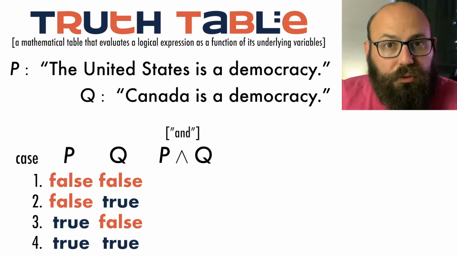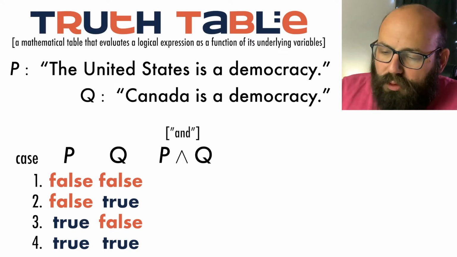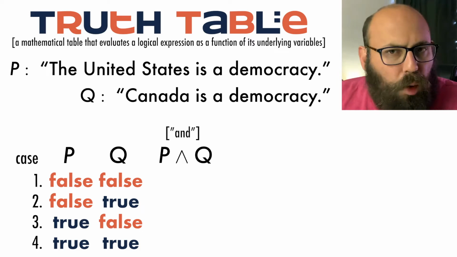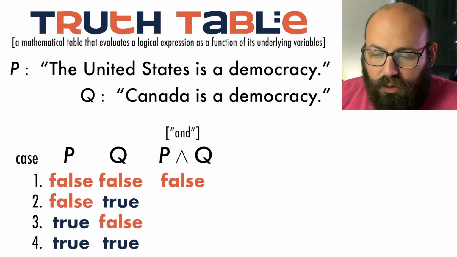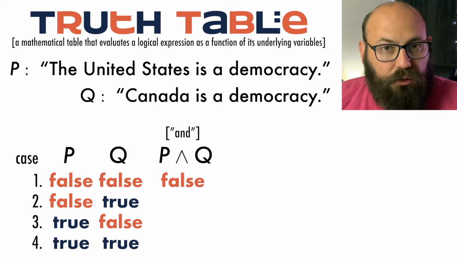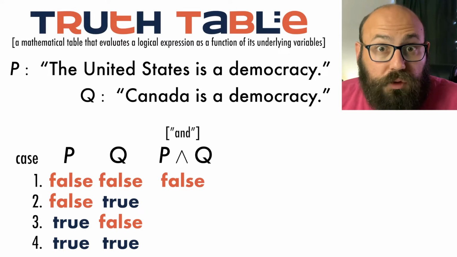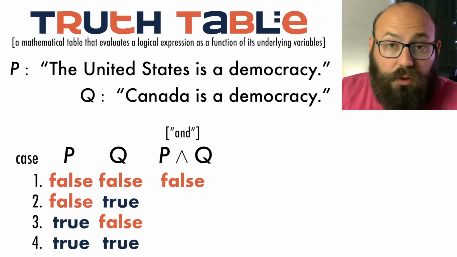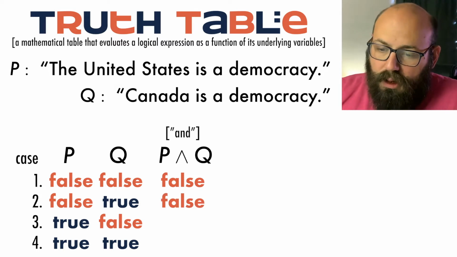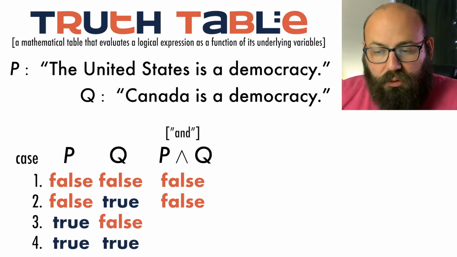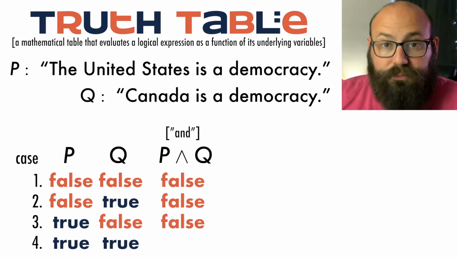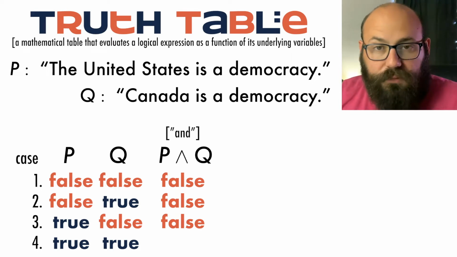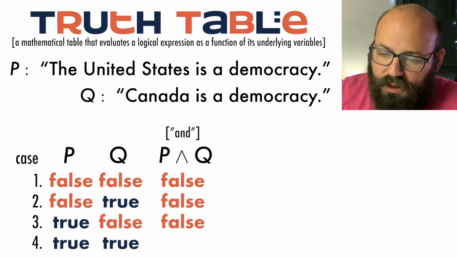So let's go through this case by case. So in case 1, they're both false. We needed them both to be true, so you give me an F. In case 2, we have P is false and Q is true. We needed them both to be true for the AND operator, so that's still a false. You gave me an F. In case 3, P is true and Q is false, we needed them both to be true. You give me an F. And finally, in case 4, they're both true, and so you give me a true.